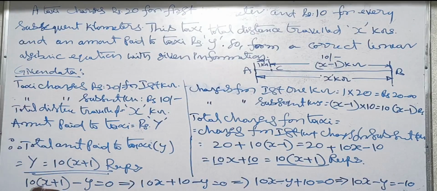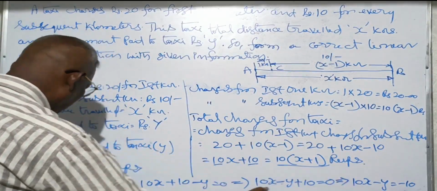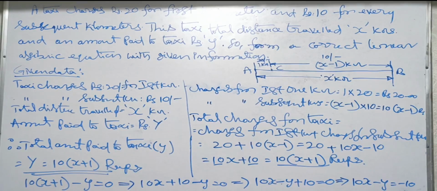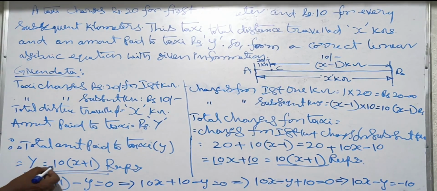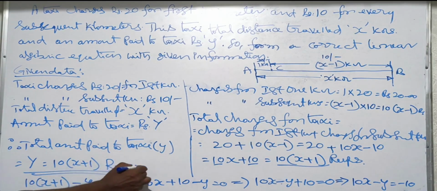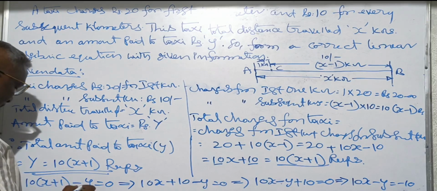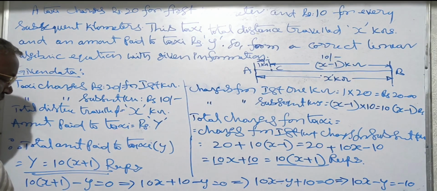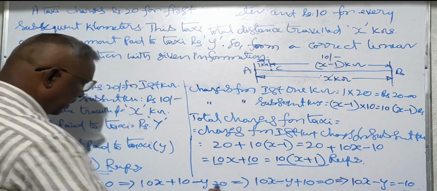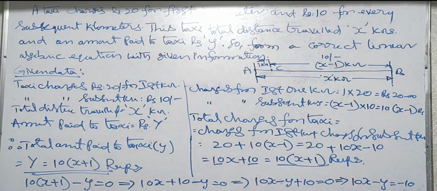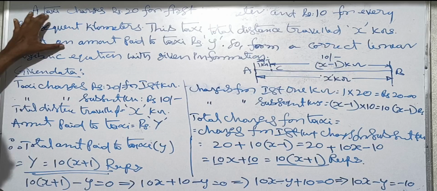Of course, all are in algebraic form only. y is equal to 10 into x plus 1 is also correct. 10 into x plus 1 minus y is equal to 0 is also correct. So all are correct. This is the linear algebraic equation for the above given data.